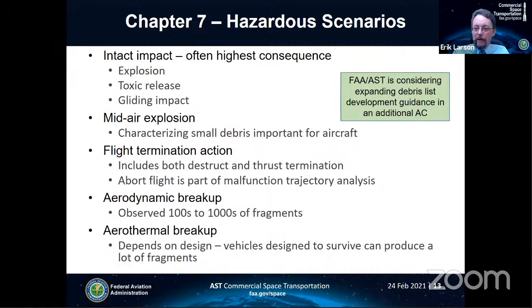I'll also say that this is an area that AST is looking at expanding and providing further guidance on development of debris lists. There's several pages on it in this advisory circular, but this may actually become a whole separate advisory circular that goes into more detail about how to develop debris data. So moving on to the next slide.